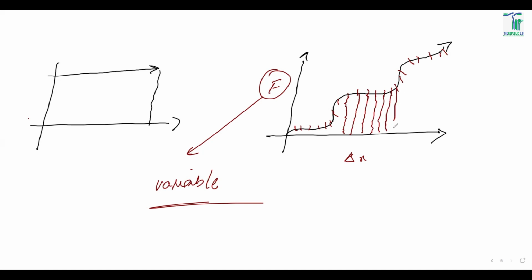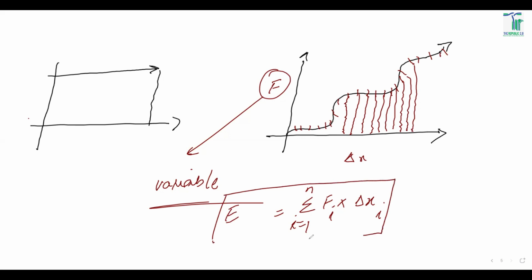Is that clear? So you can see that you have got innumerable rectangles. You just need to calculate the area under these rectangles, and at the end of the day, just add them up. So the formula for this would become summation of F times delta x, where i starts from 1 and goes up to n. So that is how we'll calculate the energy stored in a spring when the applied force is not uniform.